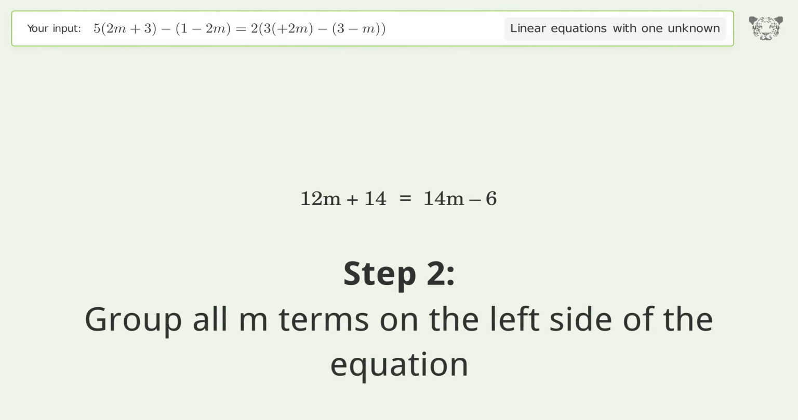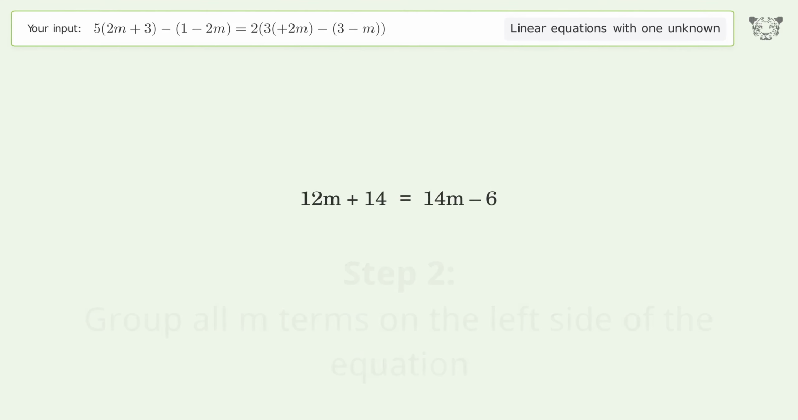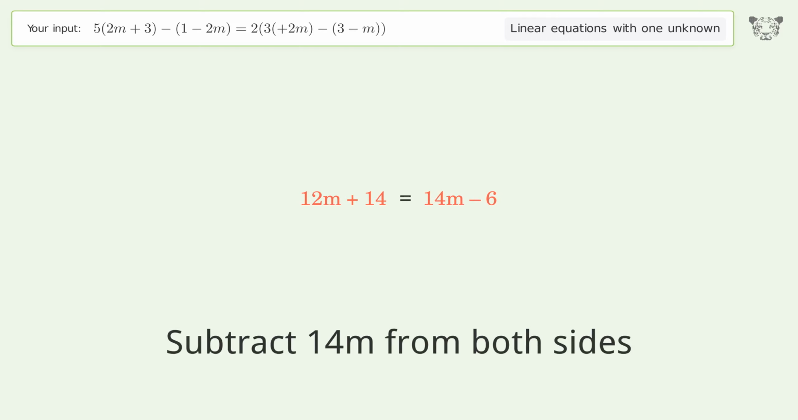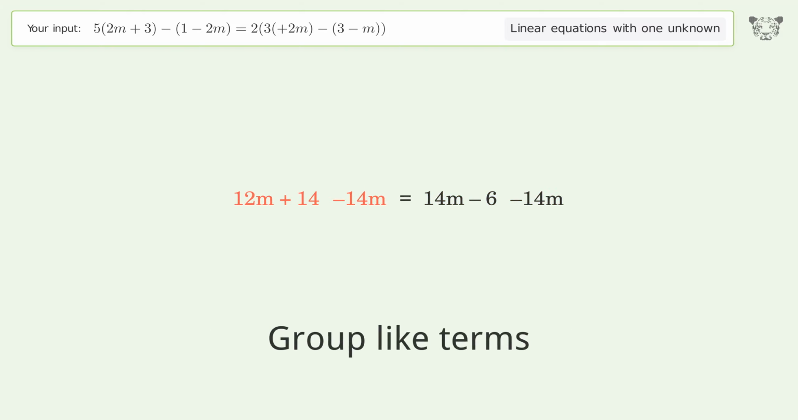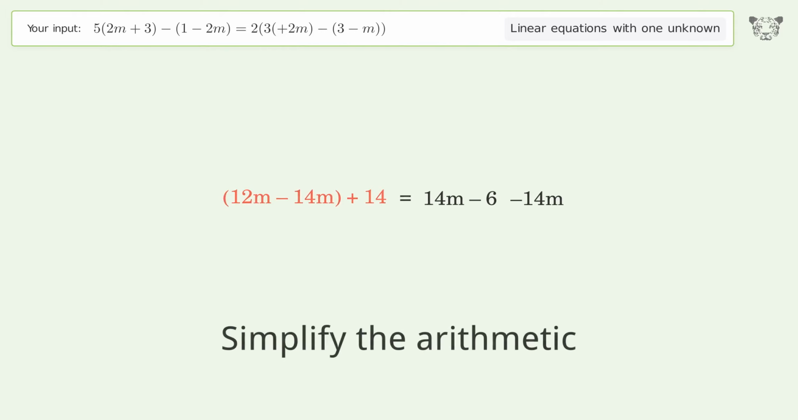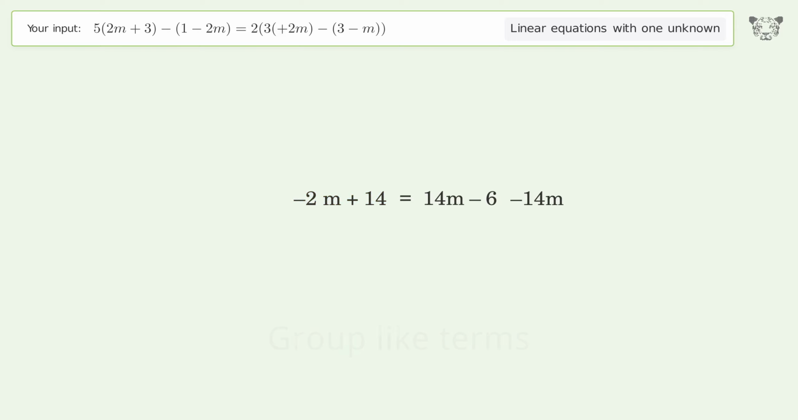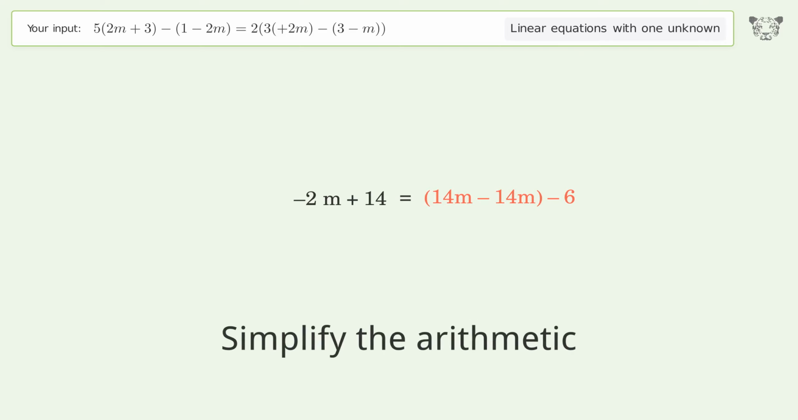Group all m terms on the left side of the equation. Subtract 14m from both sides. Group like terms. Simplify the arithmetic. Group like terms. Simplify the arithmetic.